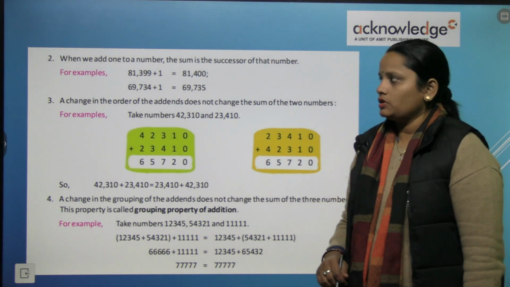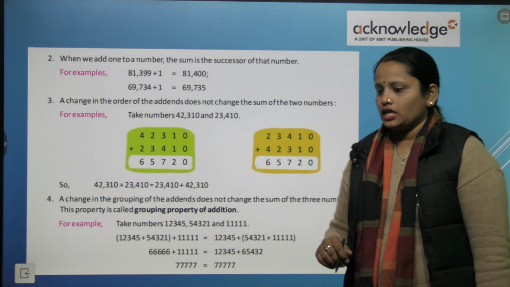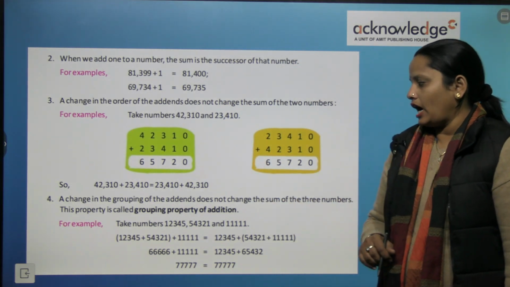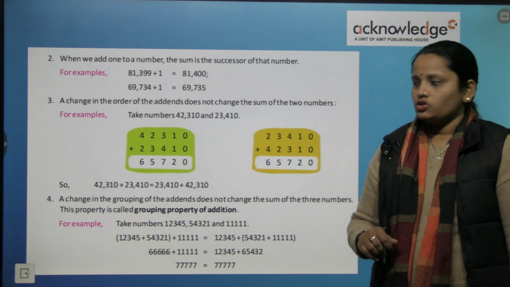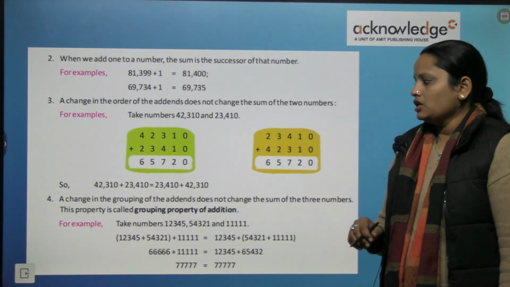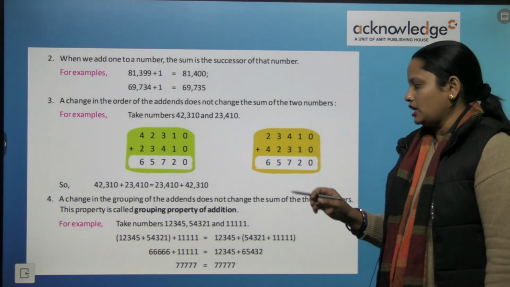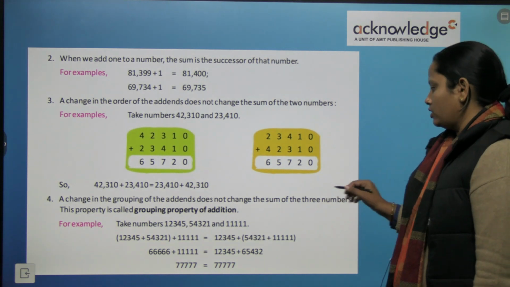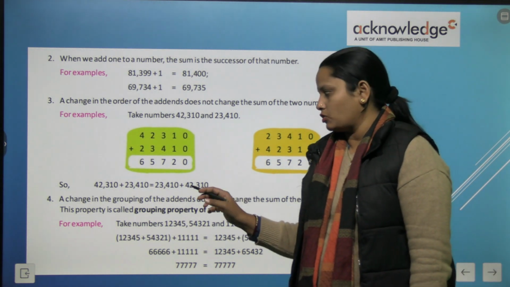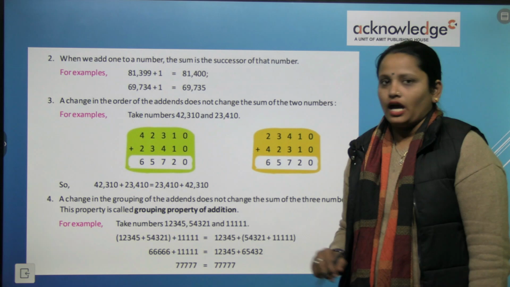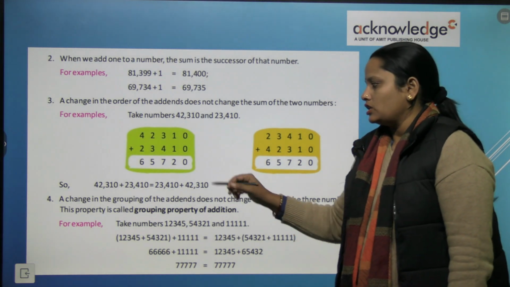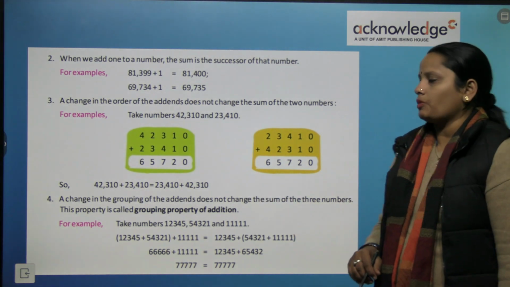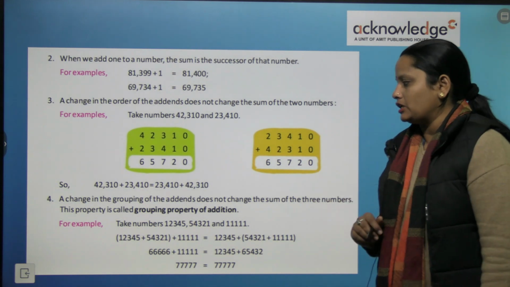So our next rule is: a change in the grouping of the addends does not change the sum. So क्या होता है, अगर हमने addends की grouping में change कर दी, so it does not change the sum of the three numbers. तीनों numbers के sum को change नहीं करता है, same as rule number 3. This property is called grouping property of addition. और इसे ही grouping property कहते हैं addition की.